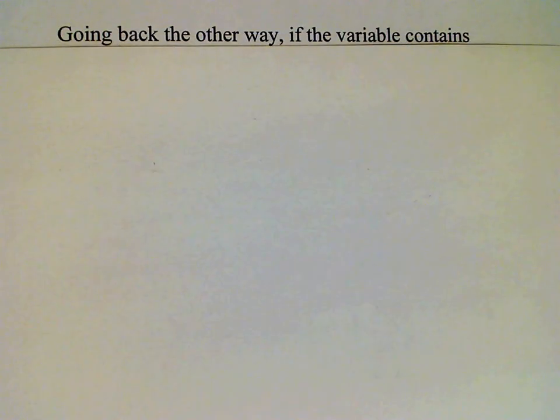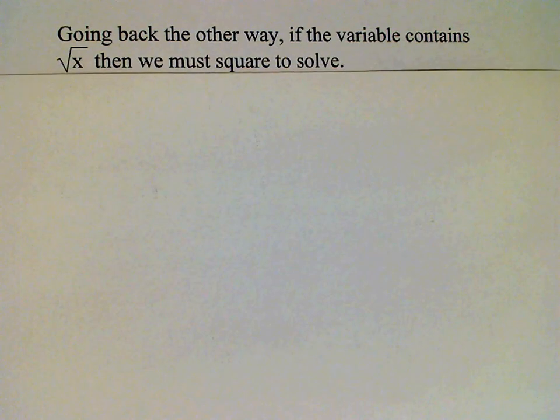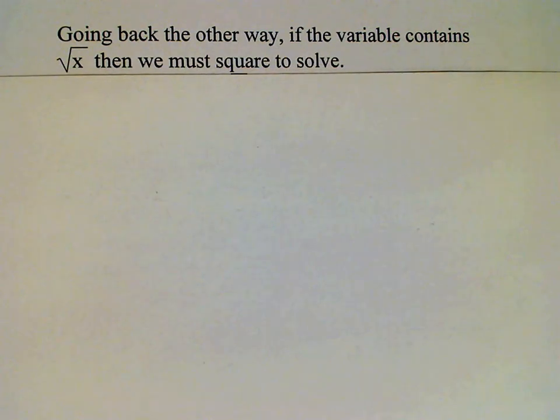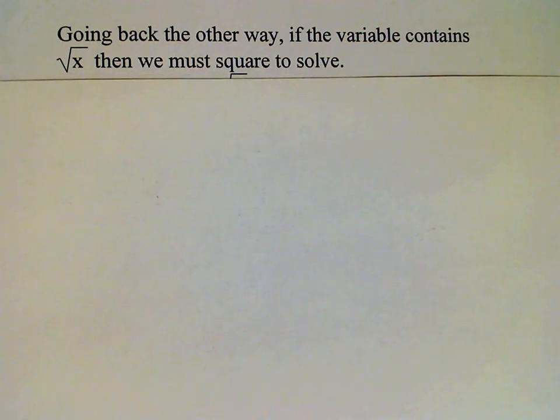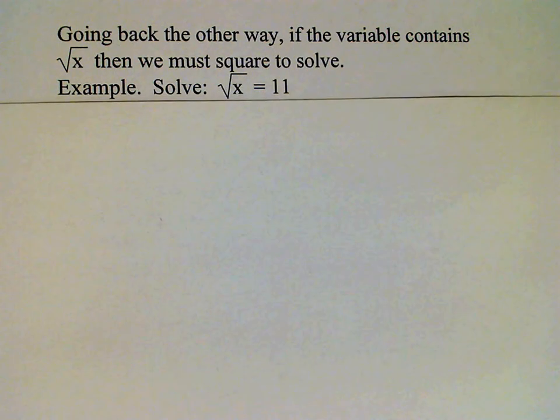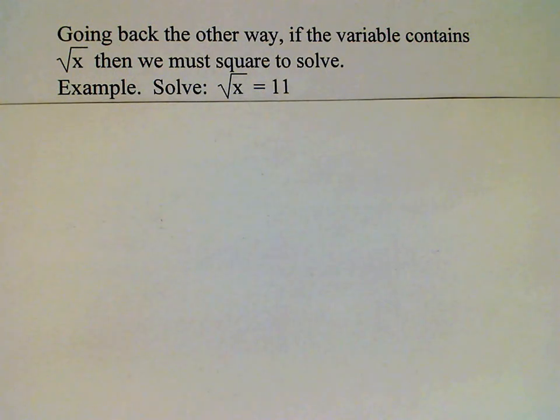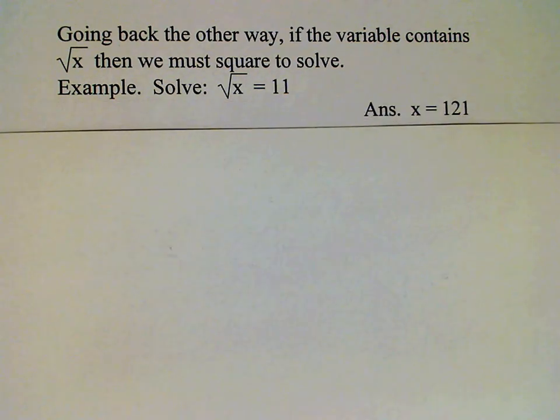In the previous video, we saw that if we have x squared equals a number, then we can find the number by taking square roots. Now, it's possible that an equation might contain radical x, or the square root of x. And if that's the case, then we will need to square in order to solve. So, for example, we have radical x, or square root of x, equals 11. So squaring both sides, we get x equals 11 squared, which is 121.